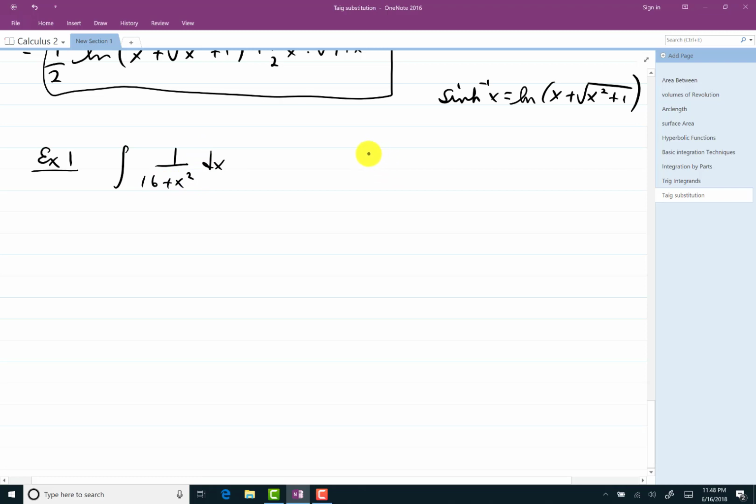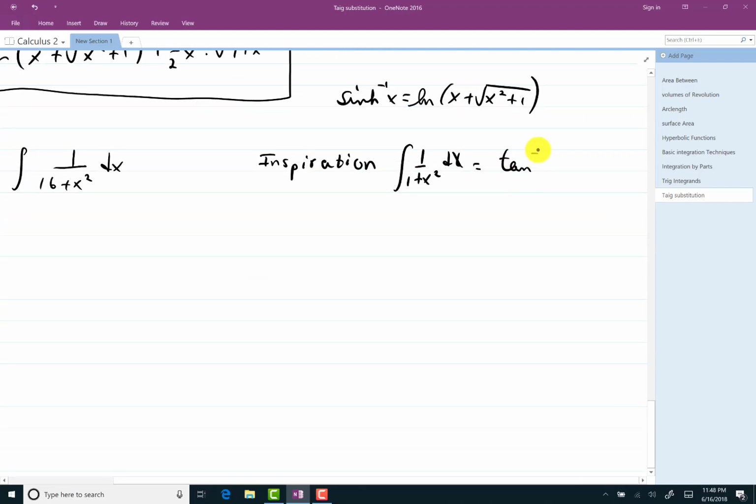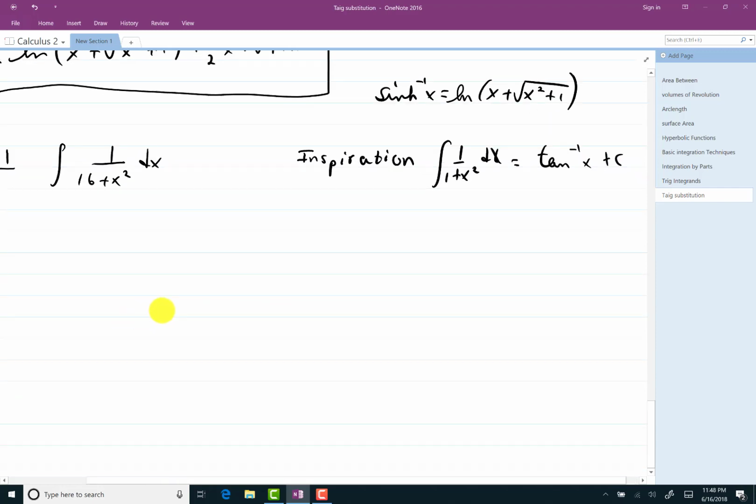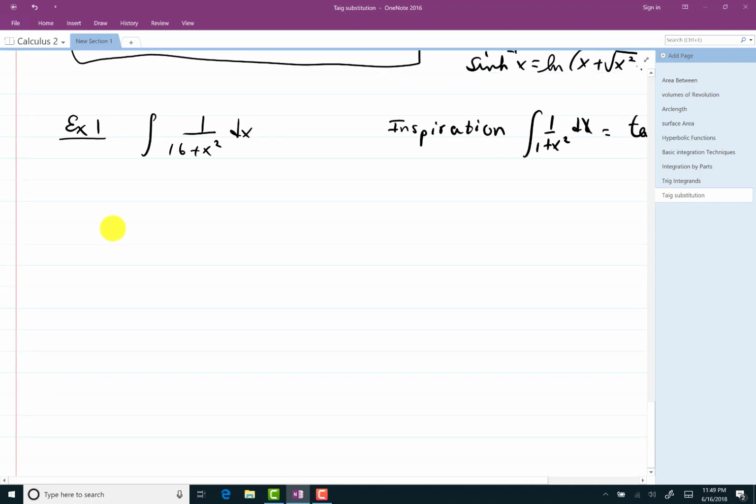And now, my inspiration, if you will, is this one. The integral of 1 over 1 plus x squared dx equals arctangent of x. That's my inspiration. This isn't quite there, but I can make it there by doing a substitution. It sure would be nice if I also had a 16 in front of the x squared, because the reason why that would be nice is I could factor the 1/16th out front, and then I would have this thing over here. So how do we get that to happen?